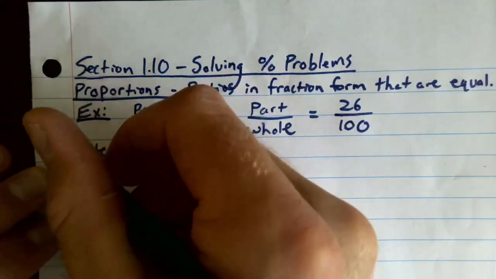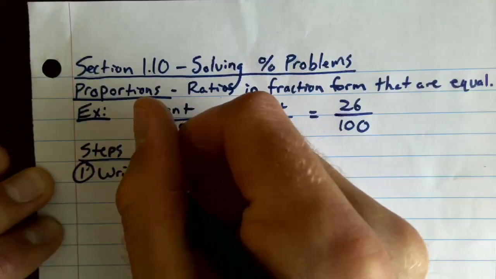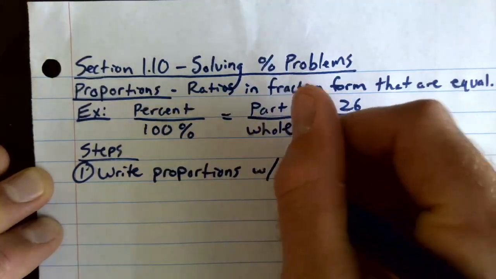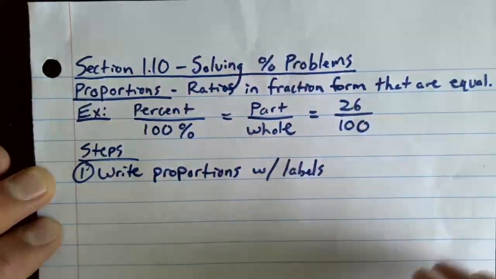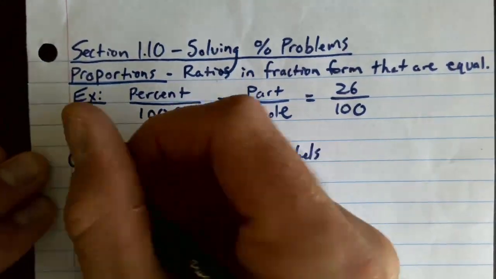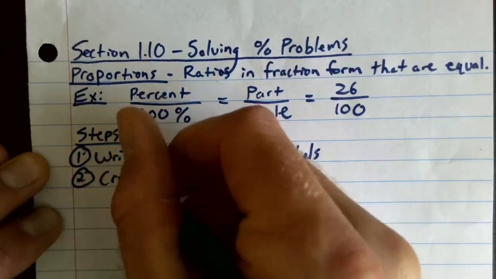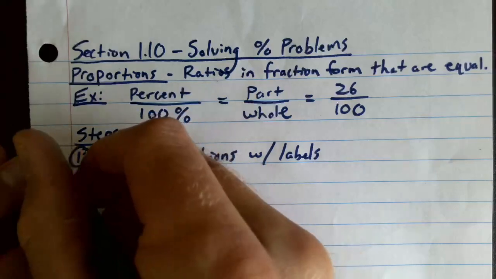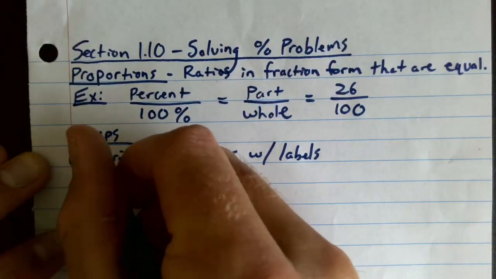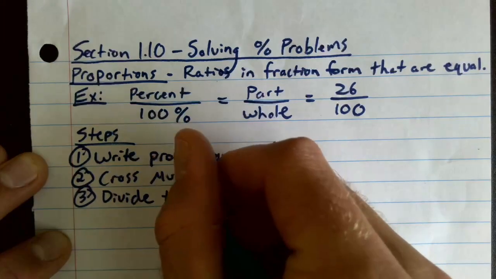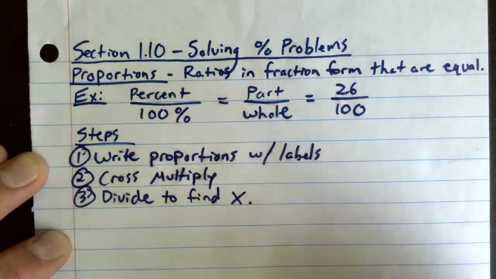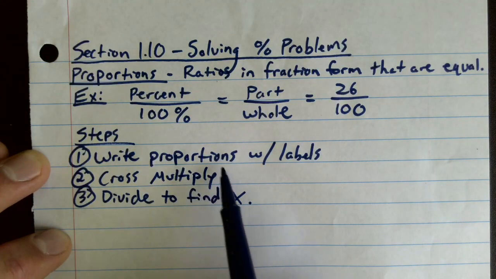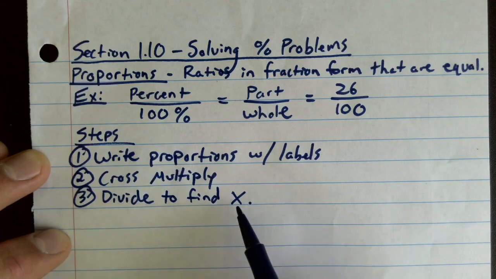Step 1 is write proportions with labels. Step 2 is cross multiply. This one's fun. I enjoy doing cross multiplication. And step 3 is divide to find x. That's it. So step 1 is write proportions with labels. Step 2 is cross multiply. And step 3 is divide to find x.